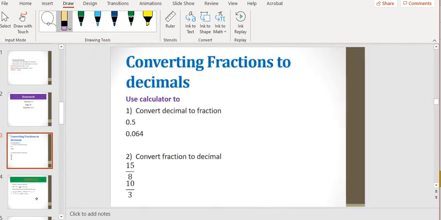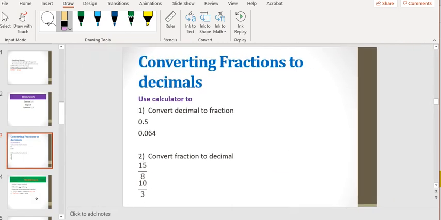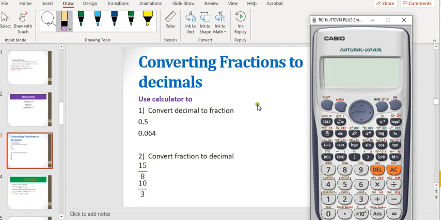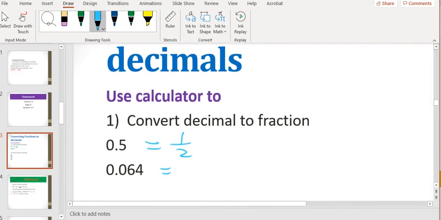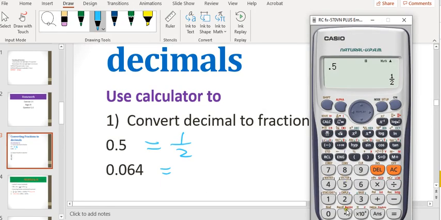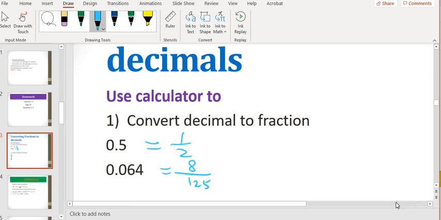This one, converting fraction to decimal. This one should not be a problem, right? Again, just take out your calculator. Decimal to fraction, so 0.5. Obviously, you have your answer, 1 over 2. Then 0.064. You have 8 over 125.